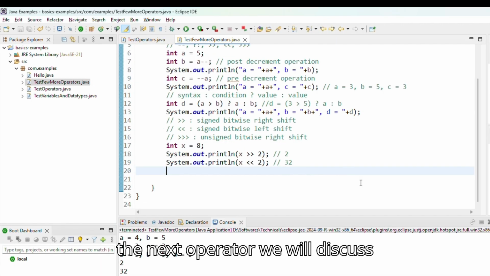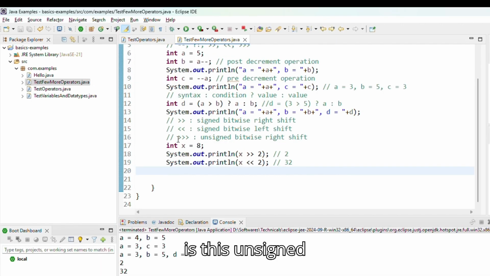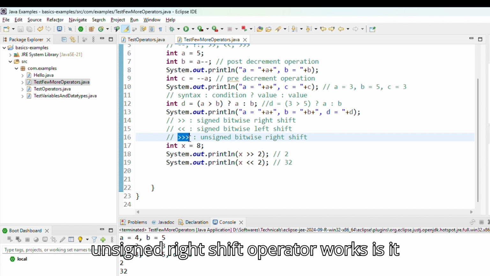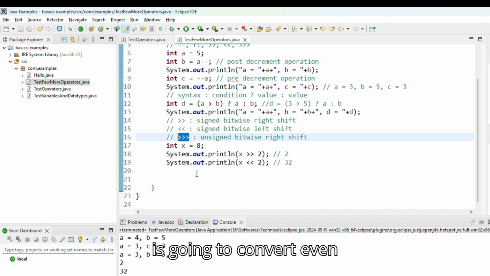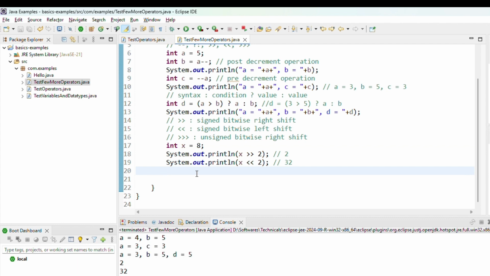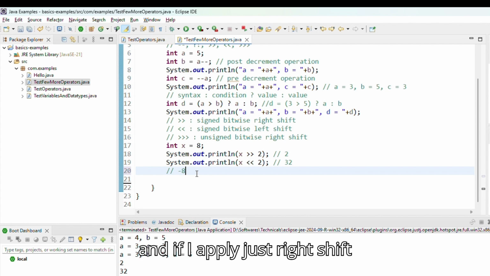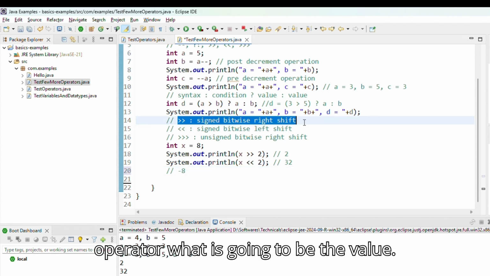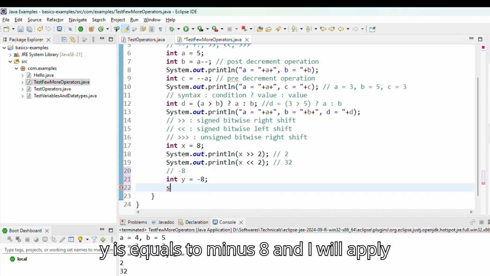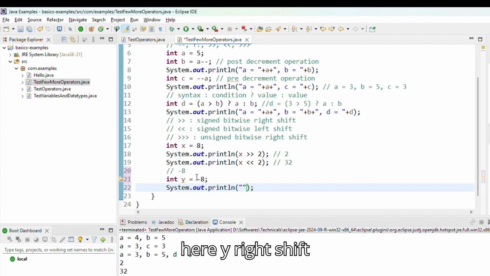The next operator we will discuss is this unsigned right shift operator. How this unsigned right shift operator works is, it is going to convert even negative value also to positive. For example, if I have minus 8 and if I apply just right shift operator, what is going to be the value? First, we will observe that. Suppose I have y is equals to minus 8 and I will apply here y right shift 2.